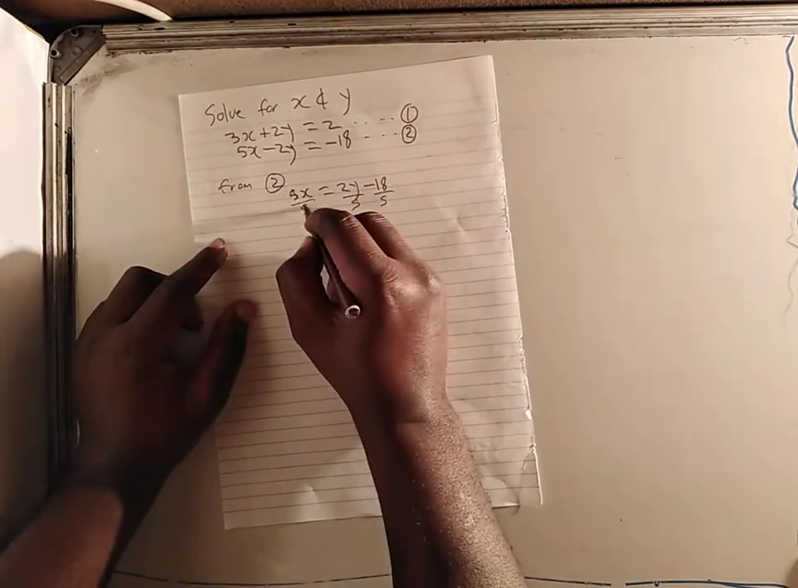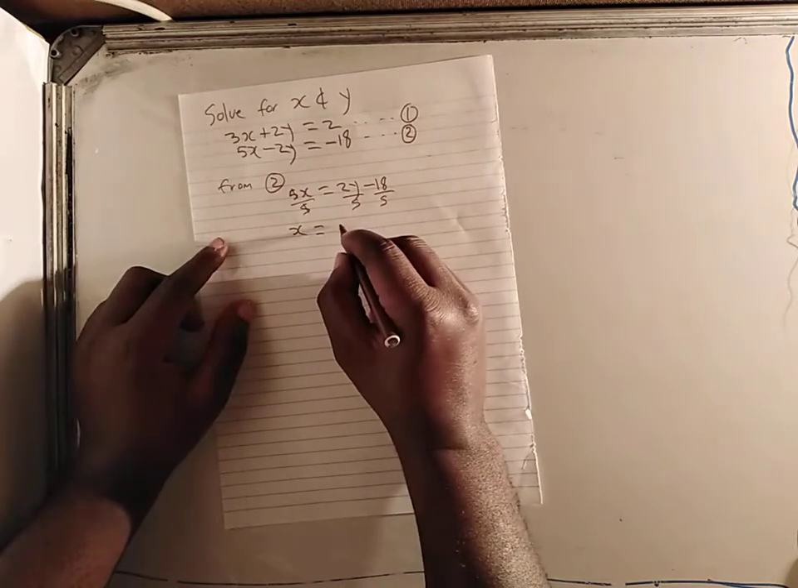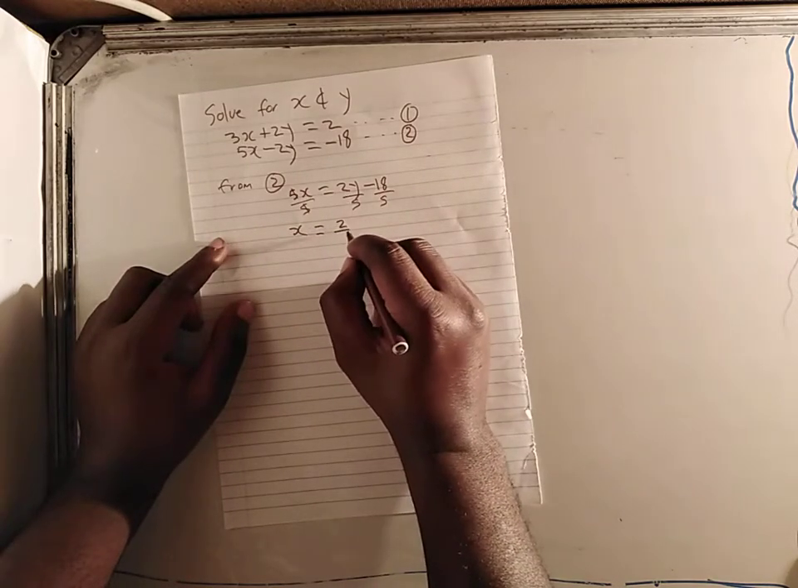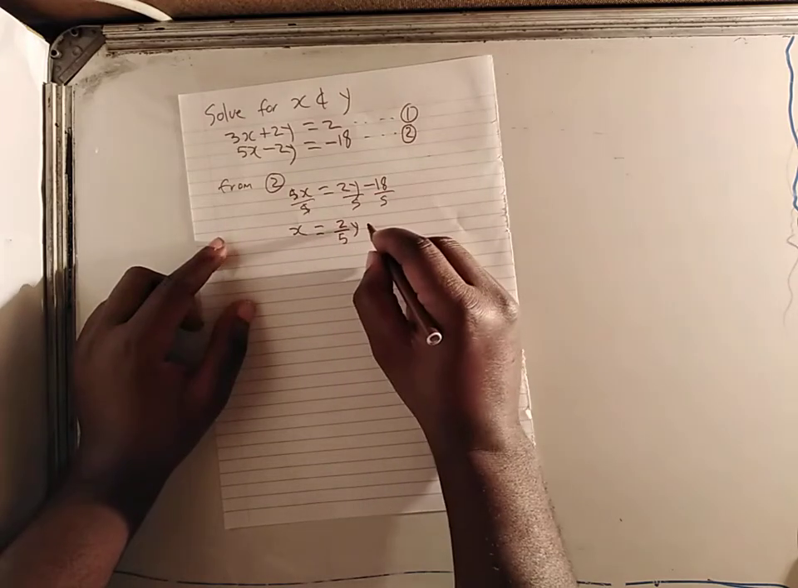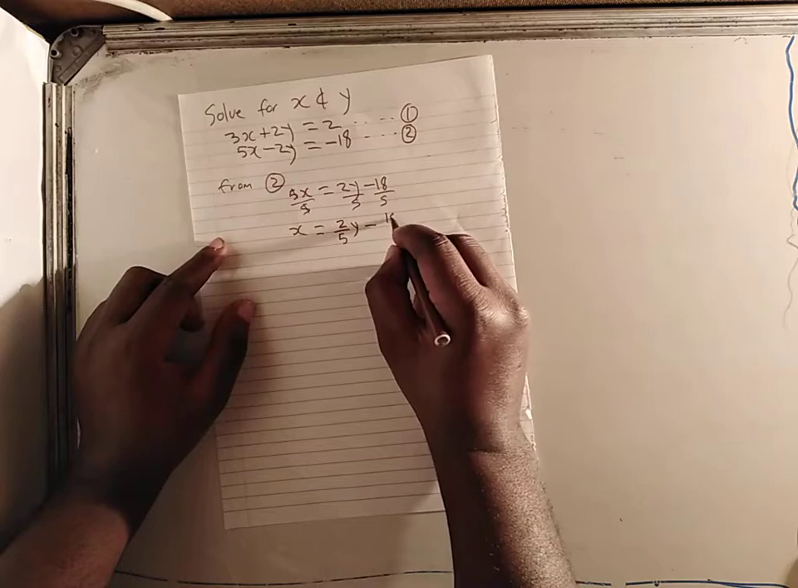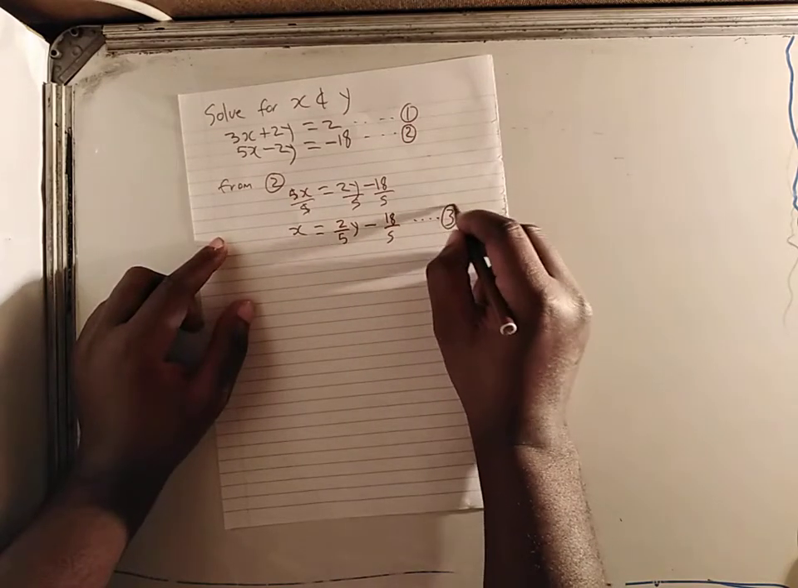So this 5 will cancel this 5, and then I will remain with x, which is equal to 2 over 5 y minus 18 over 5. Now this is my equation 3.